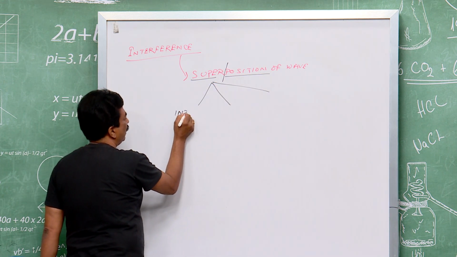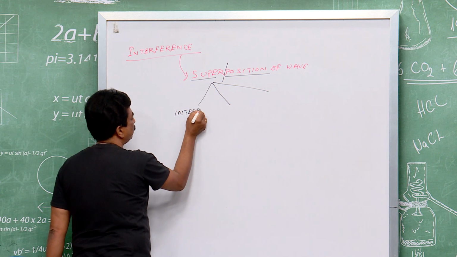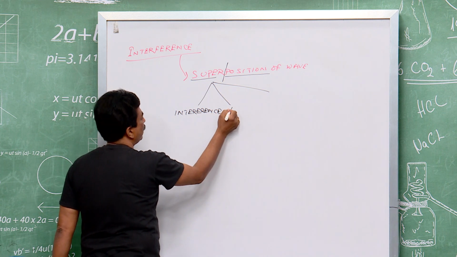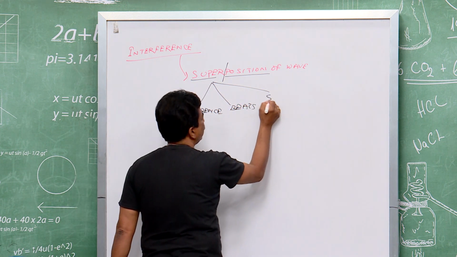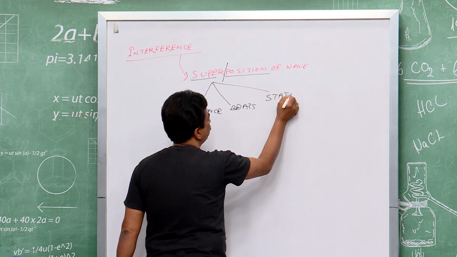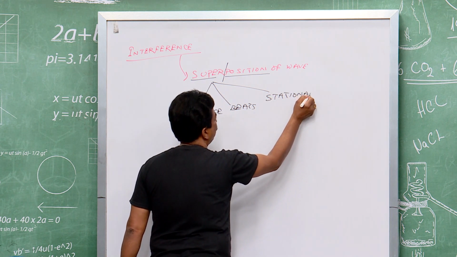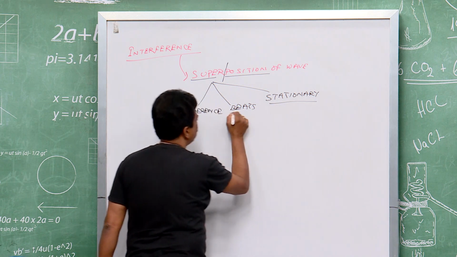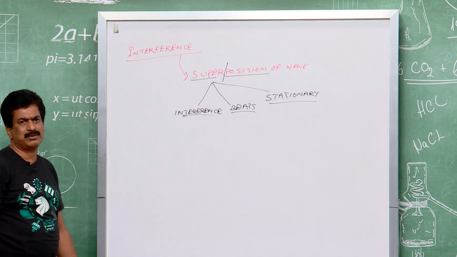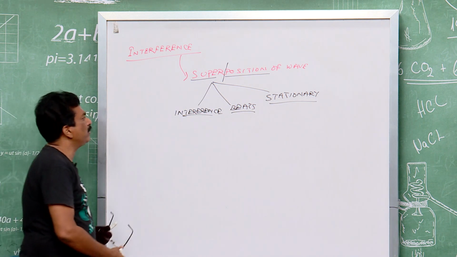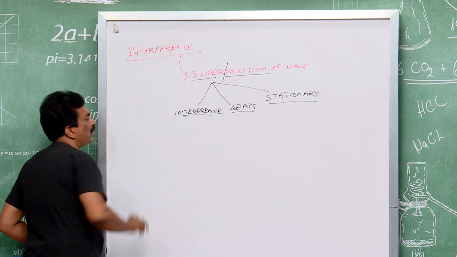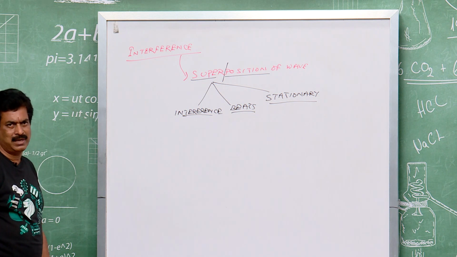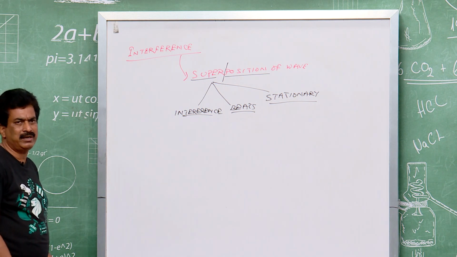So here the superposition of waves is divided into three types. One is interference, the second is beats, and the third is stationary waves. Likewise, you know the three cases of superposition from class 11, and today we are going to discuss the interference of waves and what happens during interference.